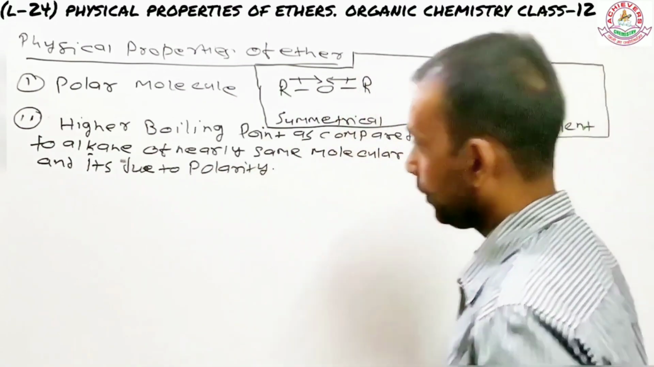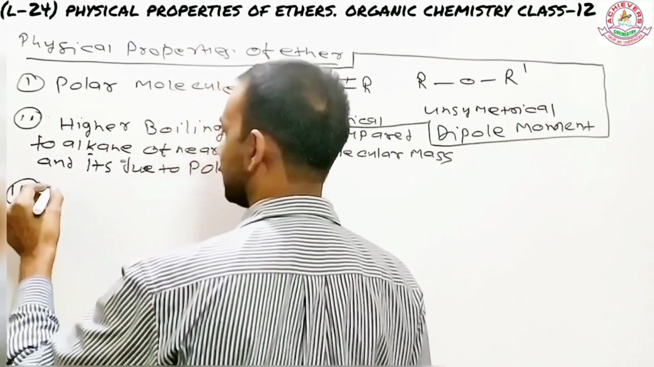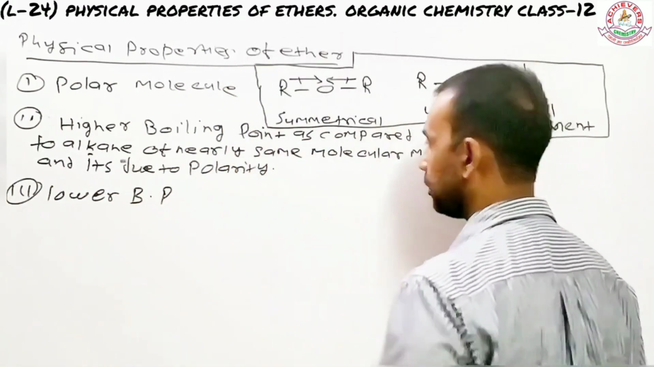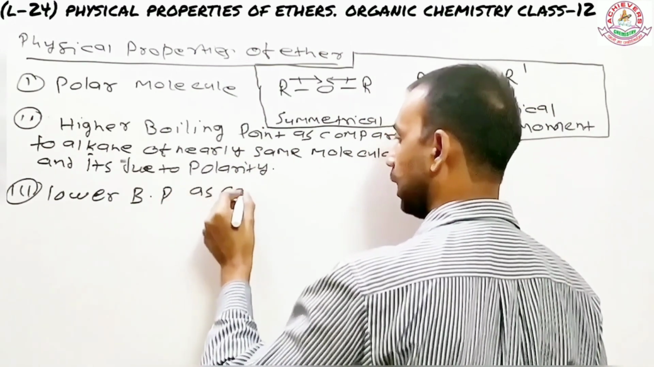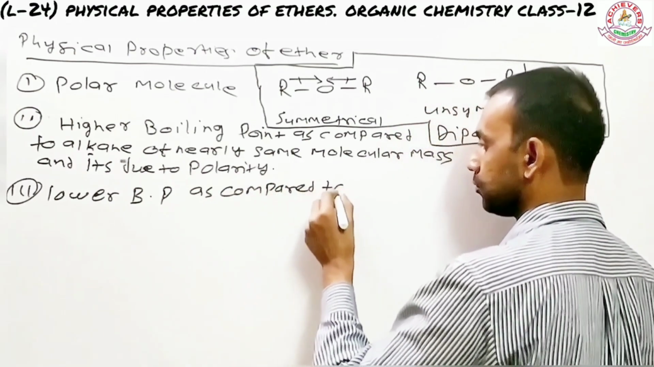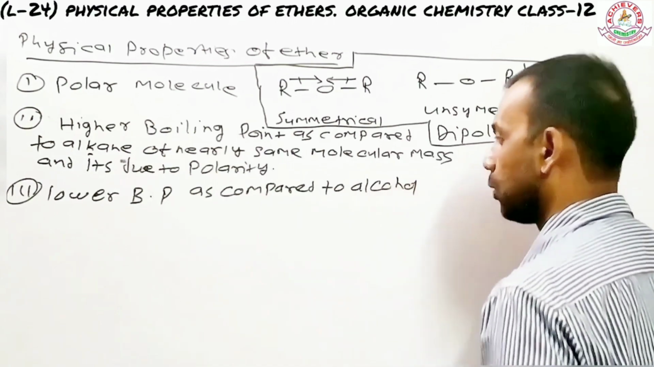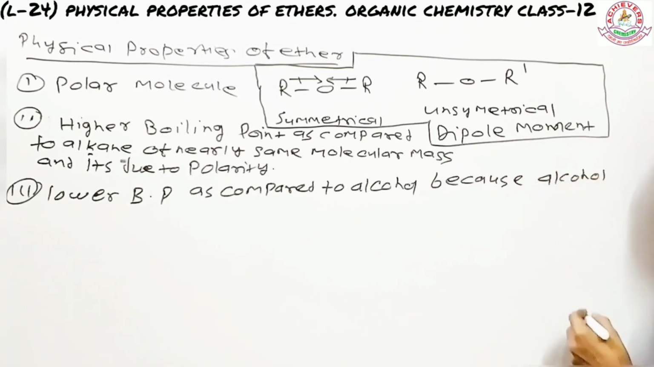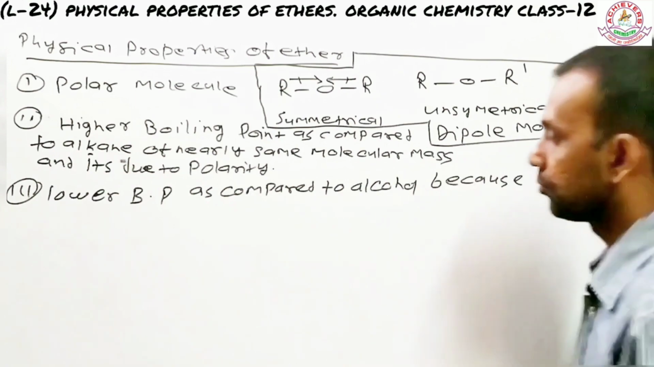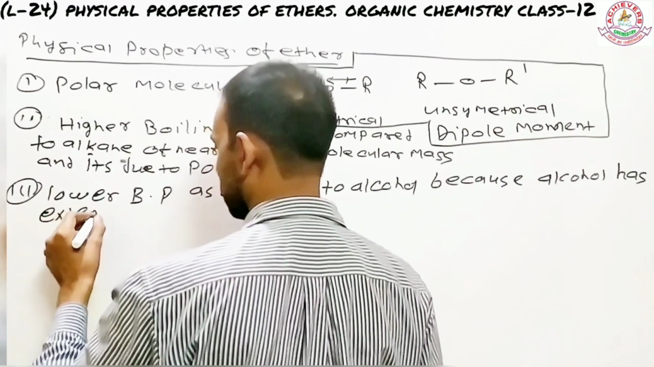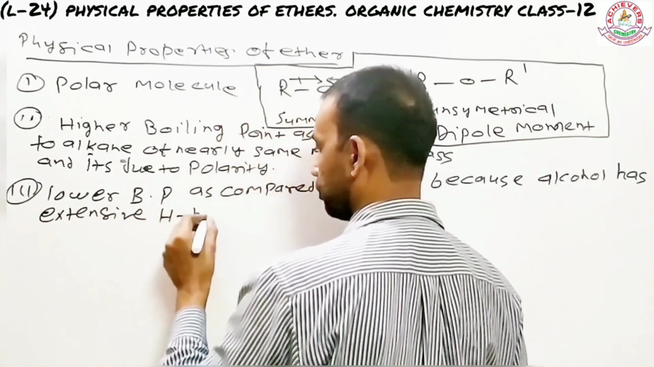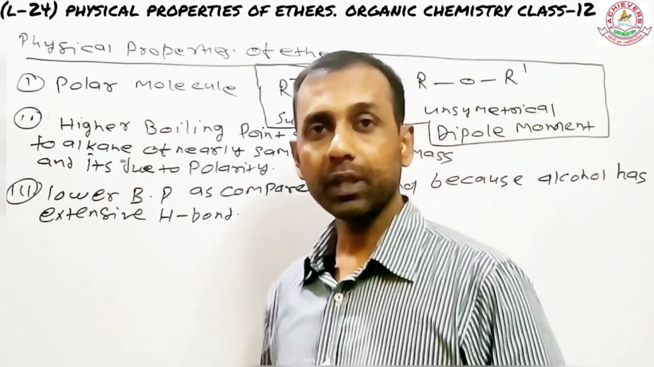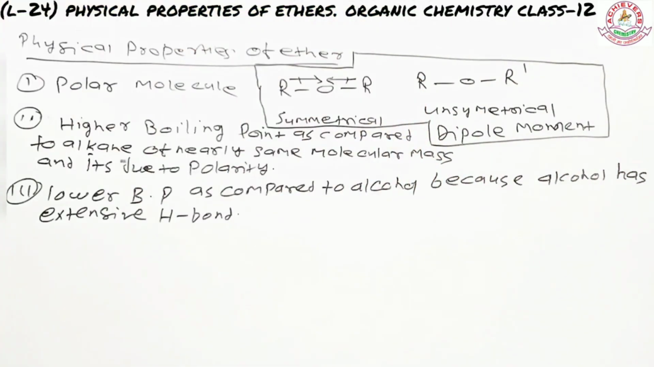Now, a very important thing is that it has a lower boiling point, I'm writing boiling point in short, BP, though it's not suitable, but you have to understand, as compared to alcohol. Because alcohol has extensive hydrogen bonding, extensive H bonding, right? So the ether boiling point is higher than alkane, but it's lower than the alcohol of almost the same molecular mass.